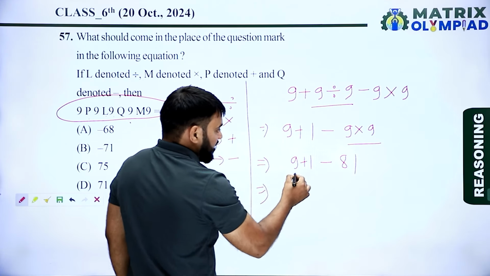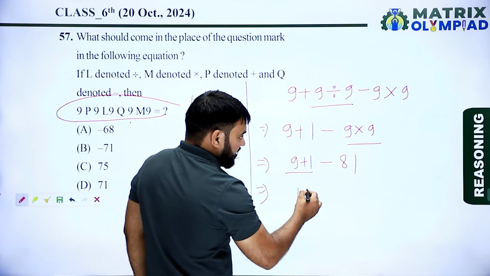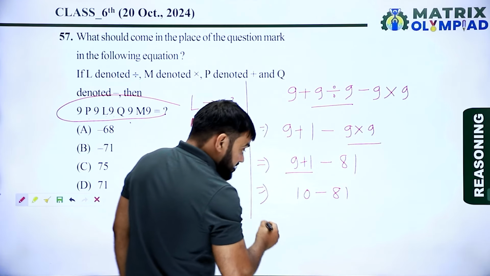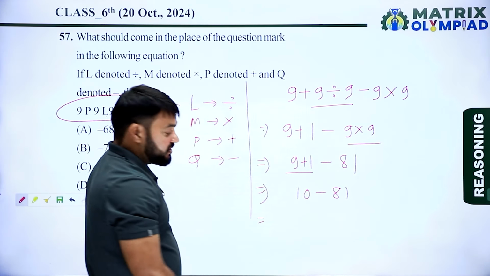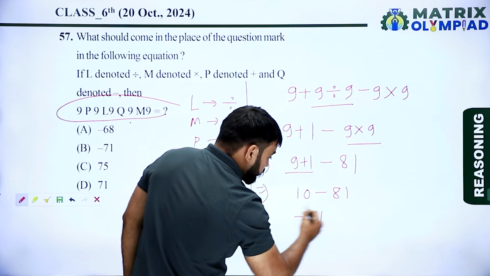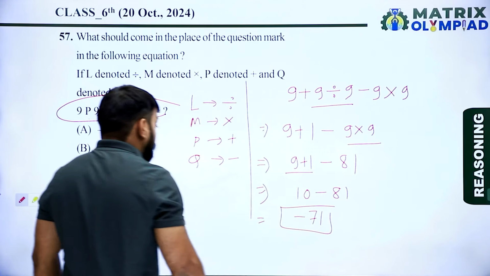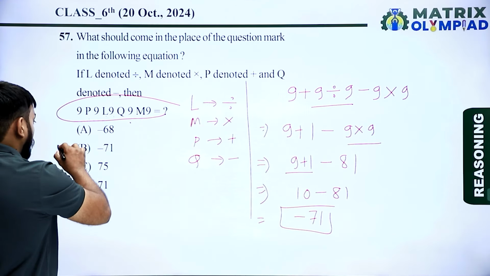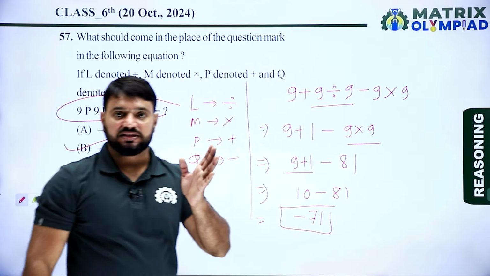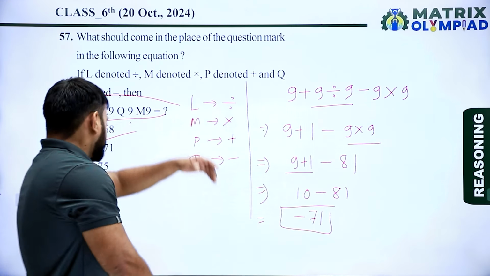So 9 plus 1 means 10. 10 minus 81 means minus 71. So the value of the given equation is minus 71. So now here option B is the correct answer of this question.